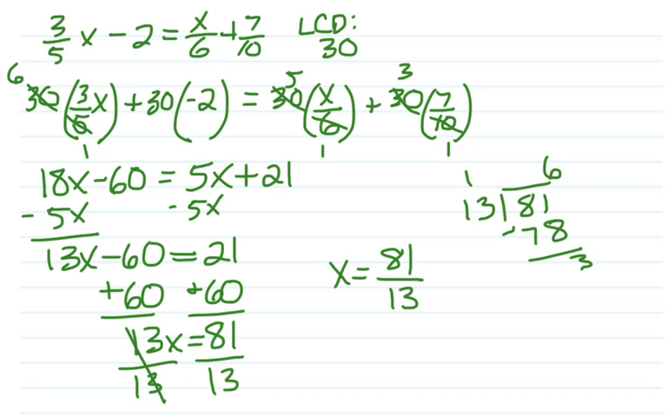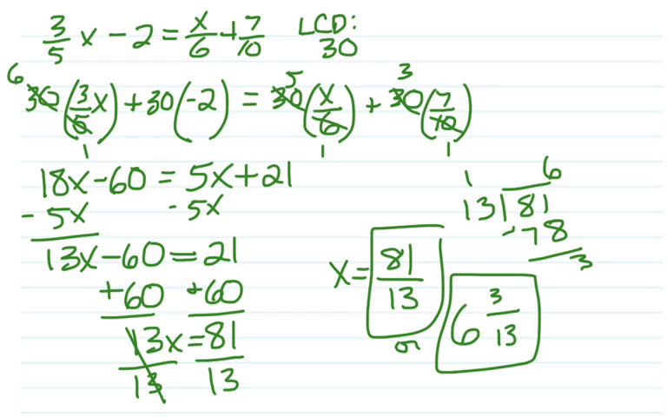We get 3. And so since I want to write this as a fraction, I'm not going to add a decimal. I'm not going to keep going. To write it as a mixed number, 6 and 3 over 13. That's it.